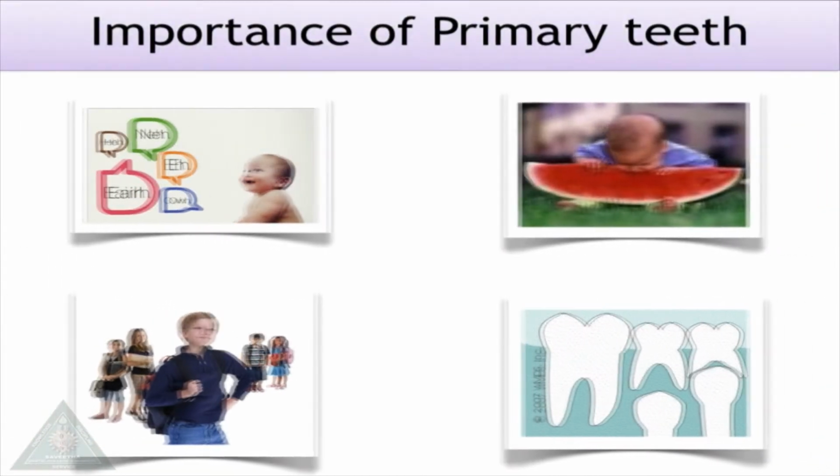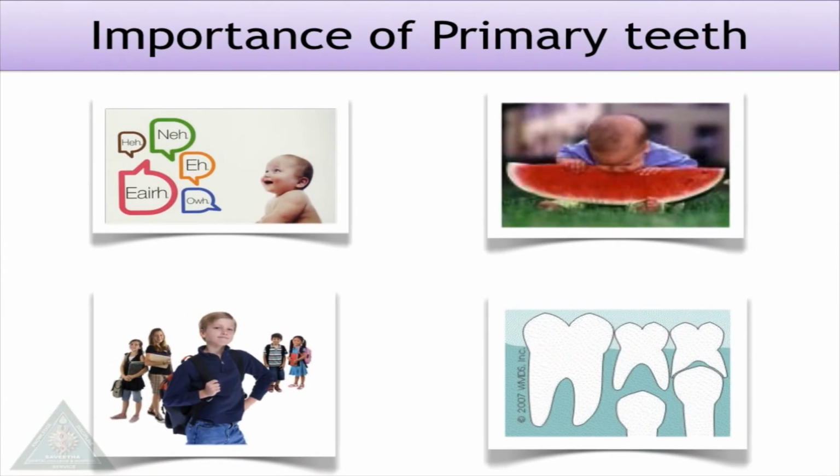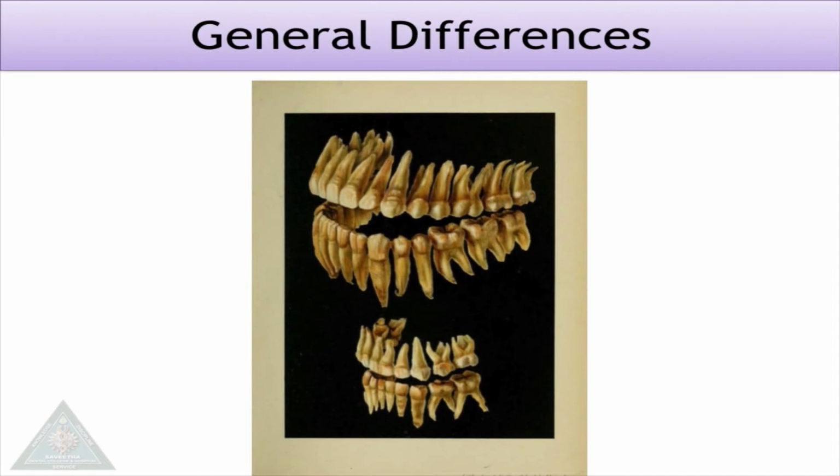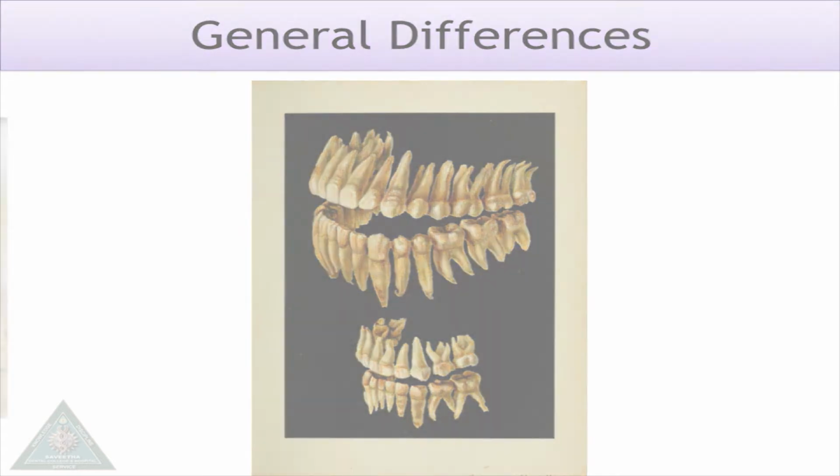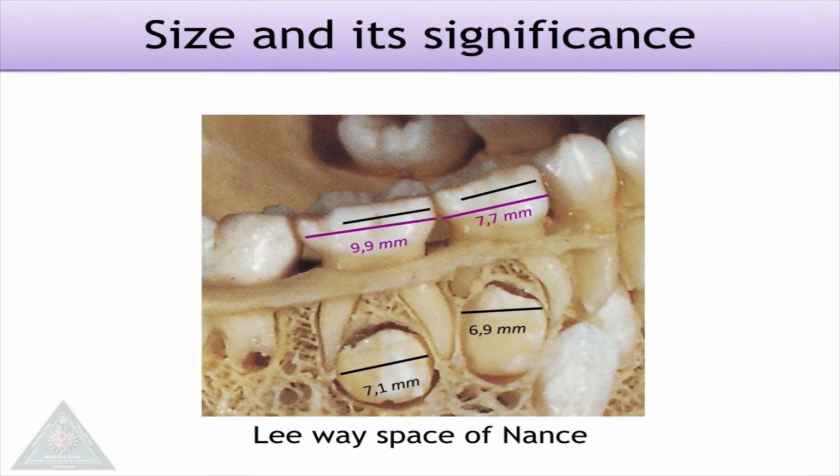The primary tooth helps in phonetics, eating and chewing, and aesthetics, and it acts as a natural space maintainer for the succedaneous tooth. The permanent teeth are placed slightly oblique in direction, whereas the primary teeth are placed perpendicular to the jaw. The amount of space occupied by the deciduous canine and first and second deciduous molars exceeds that occupied by the canine and premolar teeth of the permanent dentition. This is called the leeway space of Nance.